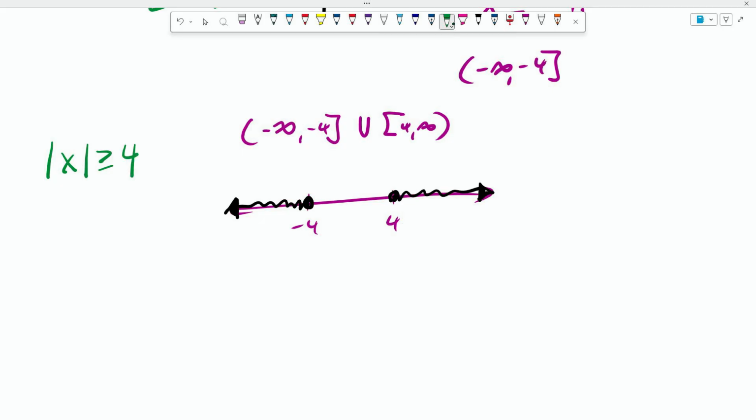Right back in elementary school, they said the absolute value is the distance from the origin. So all of these numbers are farther away or equal to 4 from the origin, right here. And all of these numbers, distance is greater than or equal to 4 from the origin. Okay, so we end up with two different sets like that.